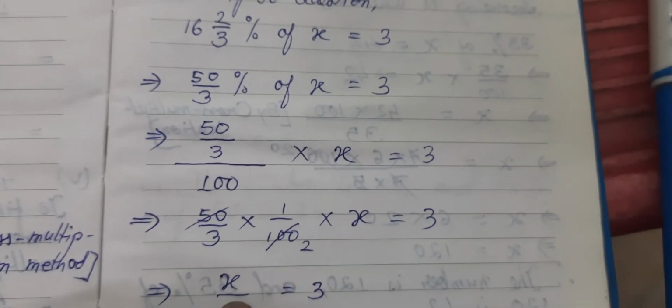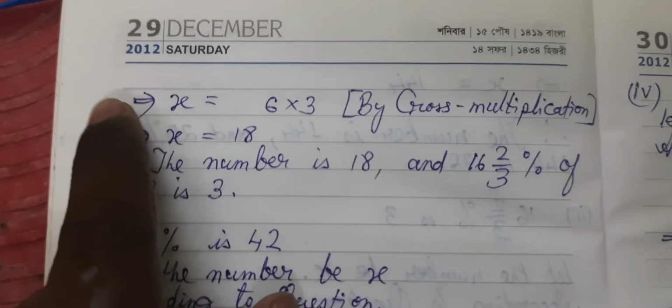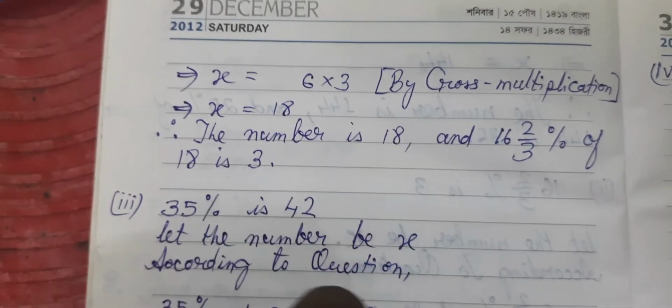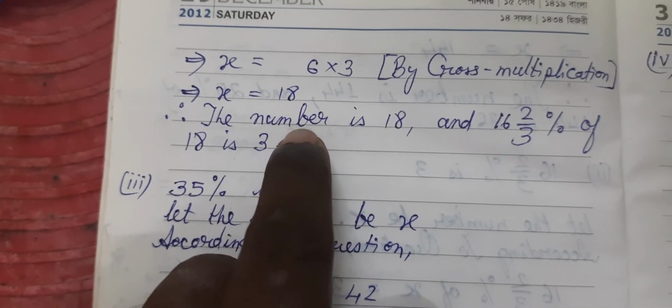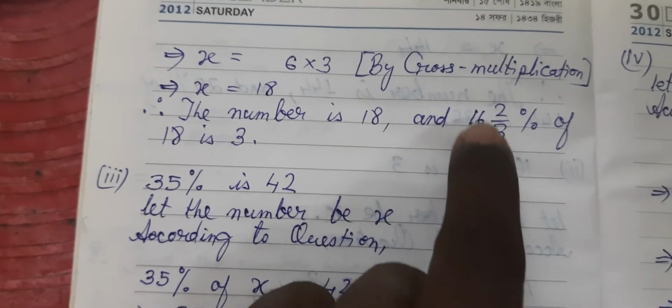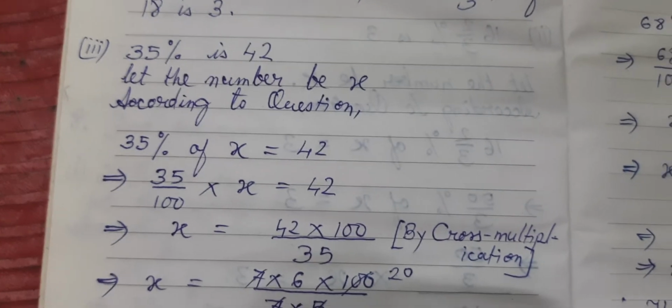So we have x in the numerator and 3 into 2, 6, in the denominator, which equals 3. So x equals 6 into 3, that is 18, by cross multiplication. So x value is 18. So that unknown number which we had taken to be x, that unknown number is 18. That means 16 2/3% of 18, if you do, you will get 3.